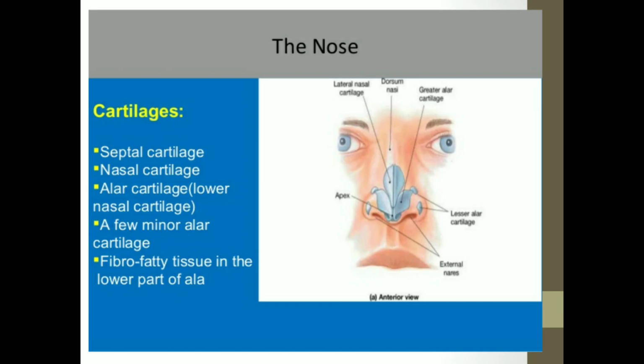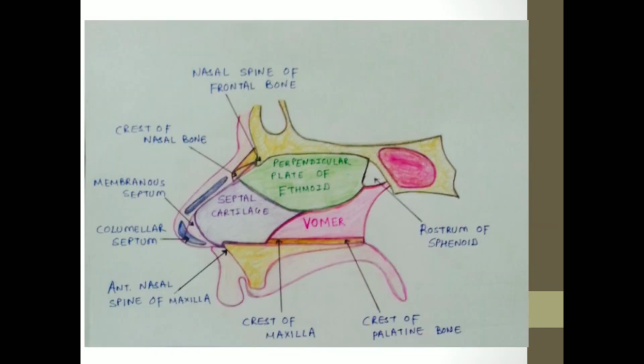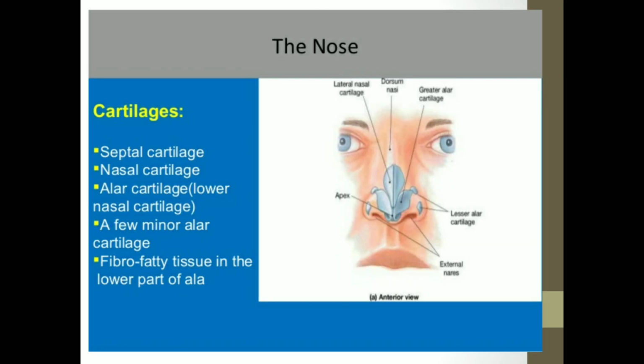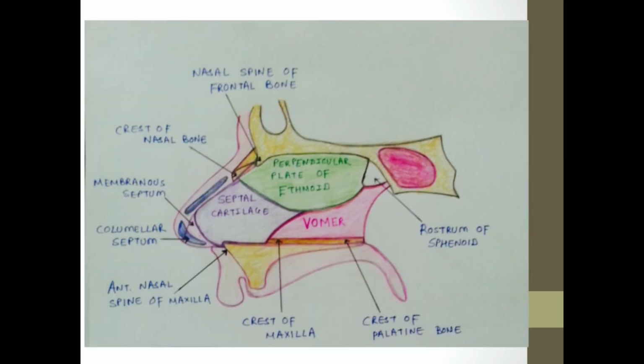See here. You can see the cartilage there, septal cartilage, nasal cartilage, and a few minor alar cartilages, with fibrofatty tissue in the lower part of the ala. So this is a hand-drawn diagram you are looking at. Here you can see how the bones are present. The bony part is the perpendicular plate of ethmoid and vomer, the cartilaginous part is formed by septal cartilage, and this part is the columella. These are the parts forming the nasal septum.